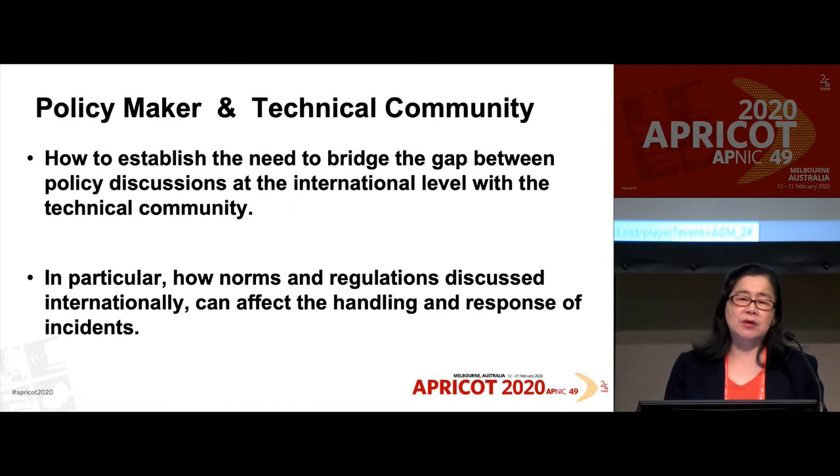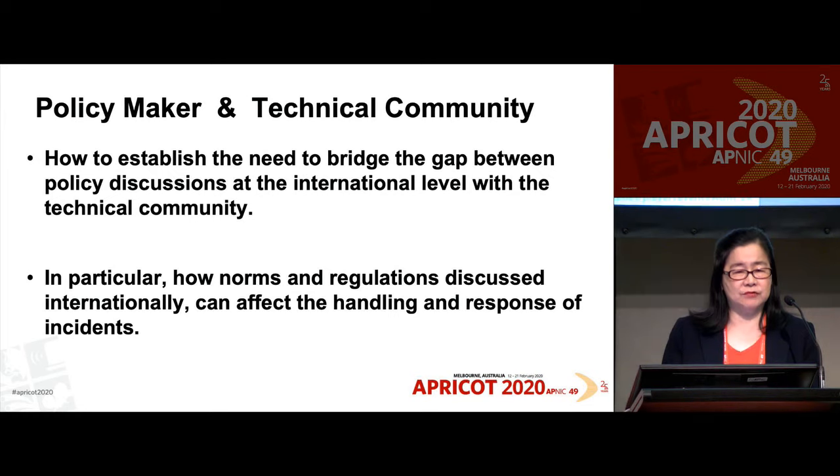What did we talk about in the panel discussions? We talked about policymakers and the technical community, which we have a majority of here. We need to bridge the gap between policymaking and the technical community. When a policy is made, we want to make sure that it can be executed and has the right grounds, so the technical community can follow the different processes and procedures.